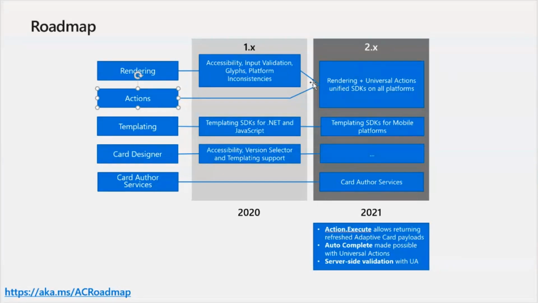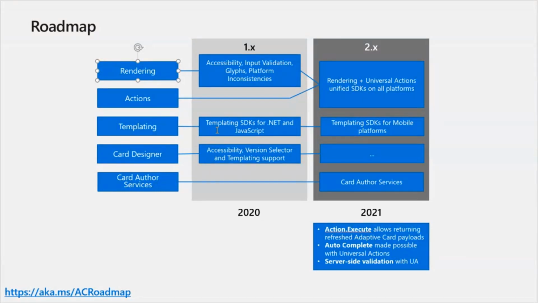So what you'll start to see over time is that these independent, kind of horizontal lines start to converge as we start to see what Adaptive Cards 2.0 looks like. What does 2.x look like? In 2.x, we're combining the rendering and the action stack, and that will really make up what we call 2.0, a unified SDK on all platforms. Universal actions will just work. The rendering stuff will continue to work, and you'll start to see that in 2.0.